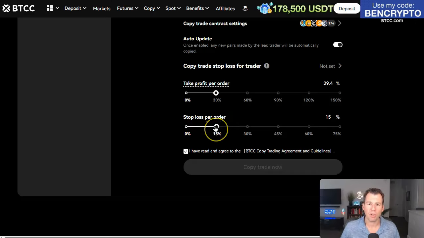Stop loss per order, reverse. If a position that you opened on them is, say, 15% in the loss, you want to immediately close out that position. Then once you start copy trading them, you'll get an instant email notification every time you open or close a position that you were copying of them.